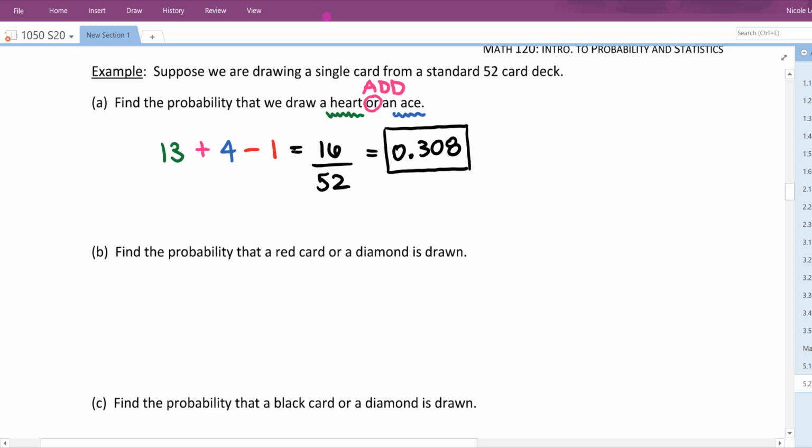Now for part B, it says to find the probability that a red card or a diamond is drawn. Let me circle our keyword of "or," which will tell us to add. Our two events here are red card and diamond.